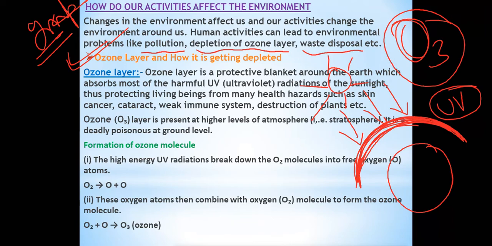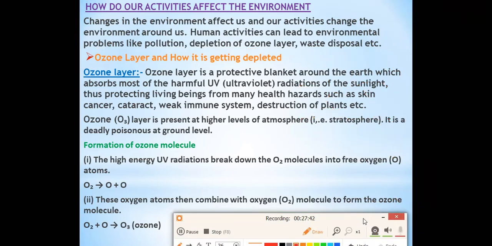Many of the skin issues and eye problems are occurring because of the UV rays. People are suffering from skin cancer, skin diseases, cataract, and the immune system is getting weak because of the UV radiation, and from all these problems the ozone layer protects us. The ozone layer is present at the higher level of the atmosphere. And in which layer of the atmosphere is ozone present? It is present in the stratosphere. You must have read this in your junior classes. In the stratosphere layer, the ozone layer is present.